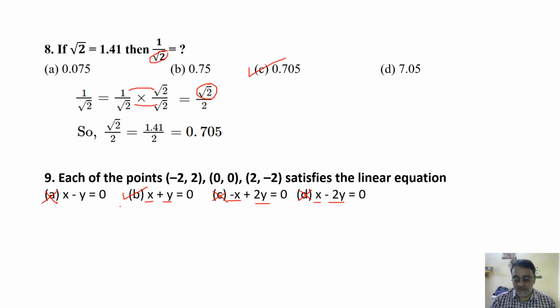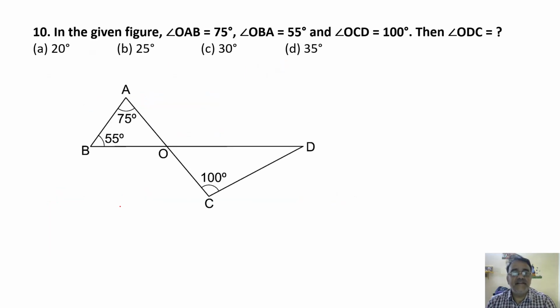Now we are moving toward question number 10. In the given figure, angle OAB is equals to 75 degree, angle OBA is equals to 55 degree, angle OCD is equals to 100 degree, then angle ODC. This angle we need to find. चलो उससे पहले हम लोग ये वाला एंगल फाइंड कर लेते हैं. So ये दोनों को ऐड करो. What are you getting? 130. So ये वाला एंगल हो जाएगा 180 minus 130.